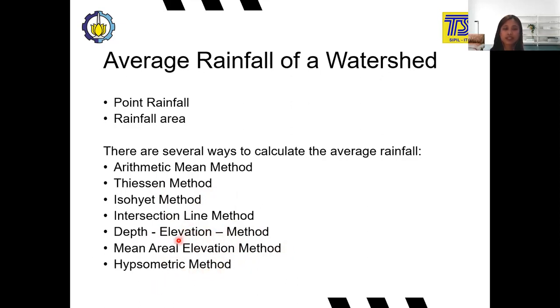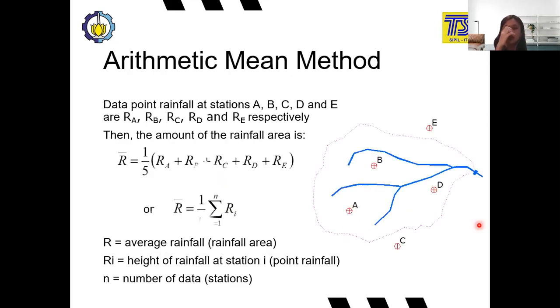The depth elevation and mean areal elevation methods are rather more complicated, because the data that is needed is not only point rainfall, but also the elevation of each area. So it's more complicated, so it's rarely used. Usually the methods that are frequently used are the arithmetic method, Thiessen method, isohyet, and intersection line method. The first method is the arithmetic mean method.